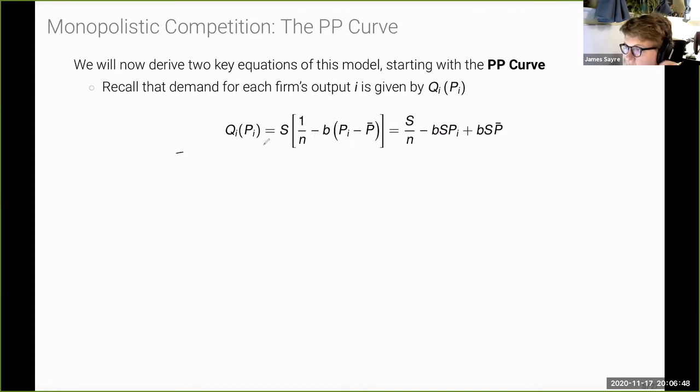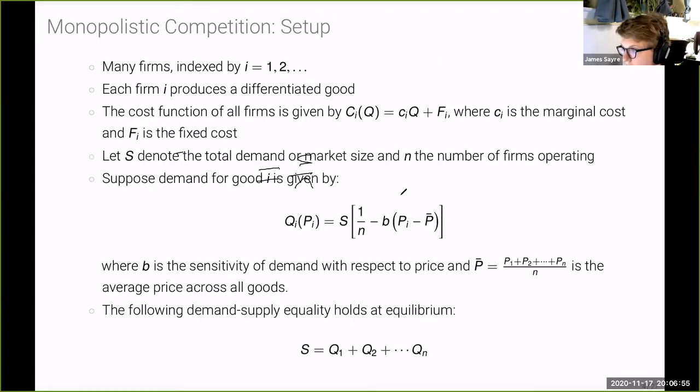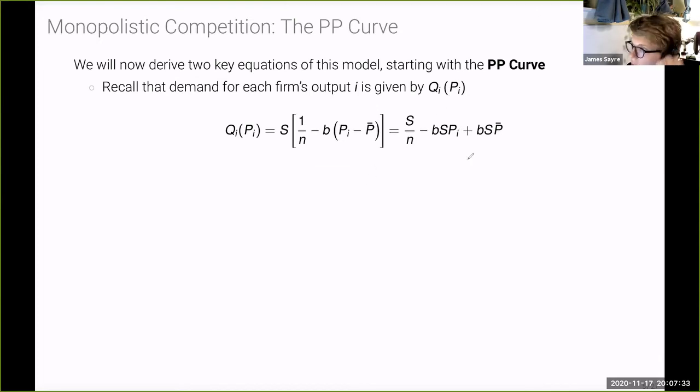And then all I'm going to do here is multiply everything out. Just to match the slides, if I multiply S over N out, I think I had a typo there. In the previous slide, I wrote that S over N was equal to S over N plus B minus P bar minus PI. I forgot to factor out this S. So this actually is S over N plus S times B times P bar minus PI. My apologies about that typo. Anyway, moving on. If we multiply this SB out, then we get minus BSPI plus BS P bar.